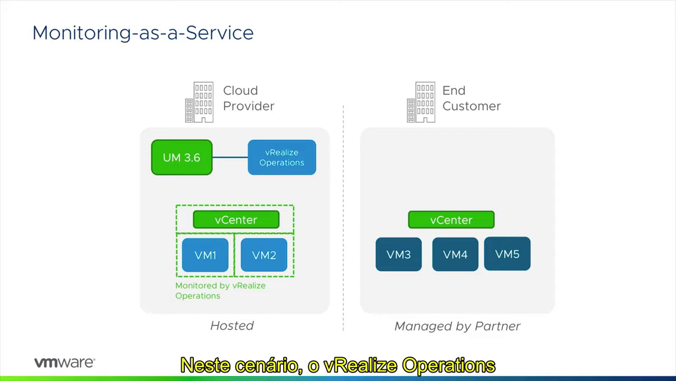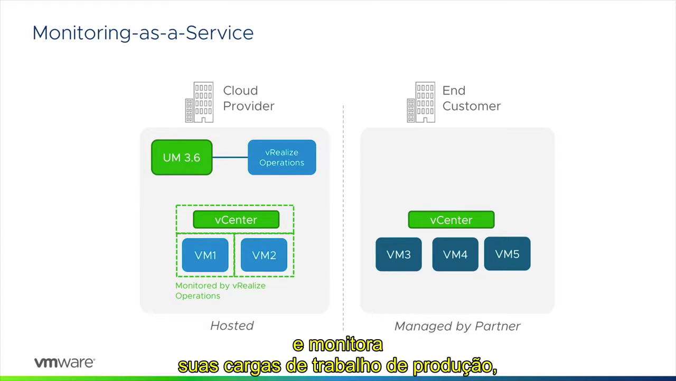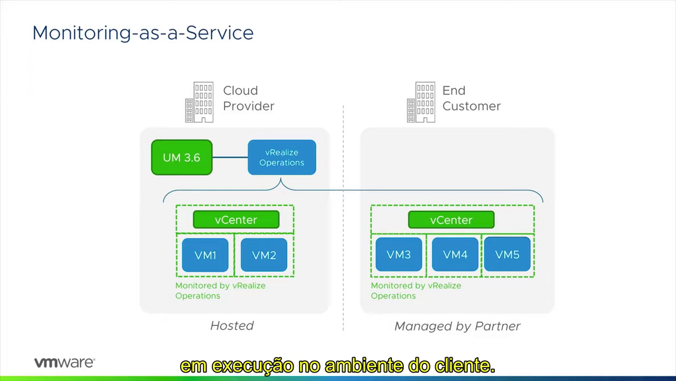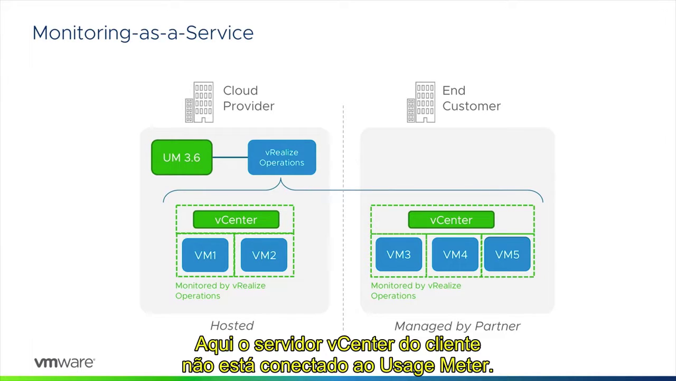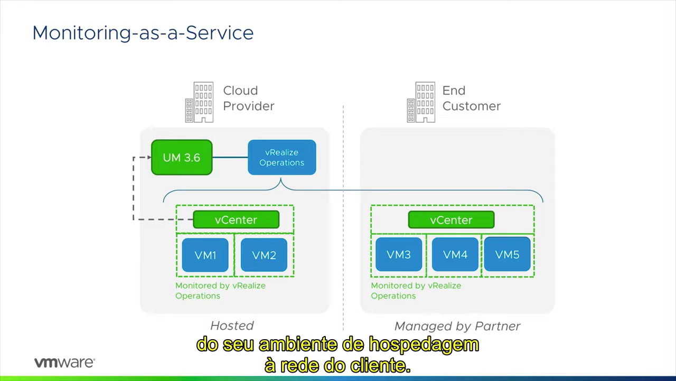In this scenario, you have vRealize Operations running in your cloud hosting environment, monitoring your production workloads. And you would extend vRealize Operations to also monitor the workload running in the customer's environment as well. The customer's vCenter server in this instance is not connected to Usage Meter. For this scenario to work, you would need to make sure that there's a way to connect from your hosting environment to the customer's network.